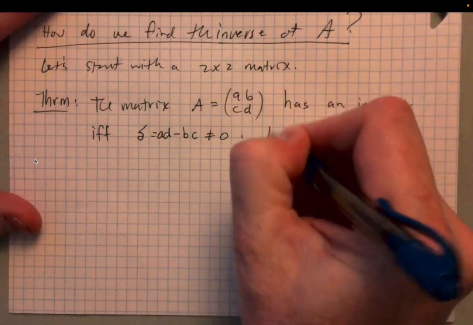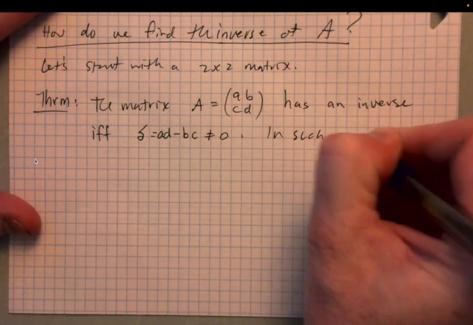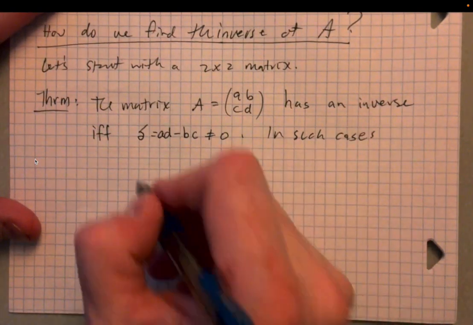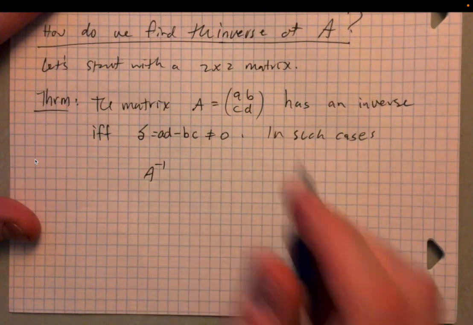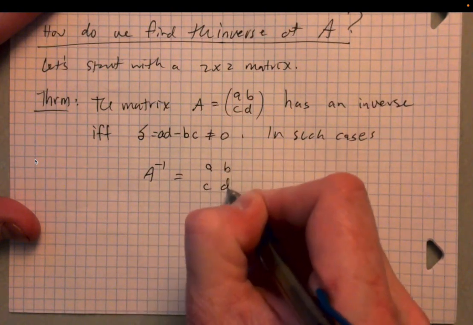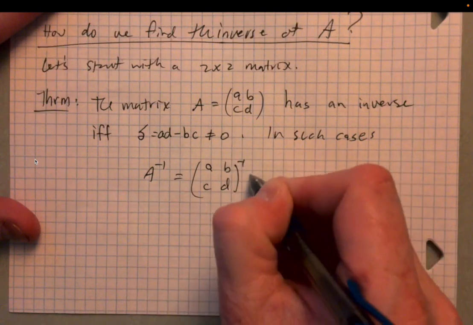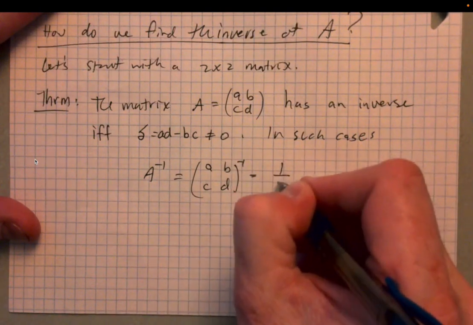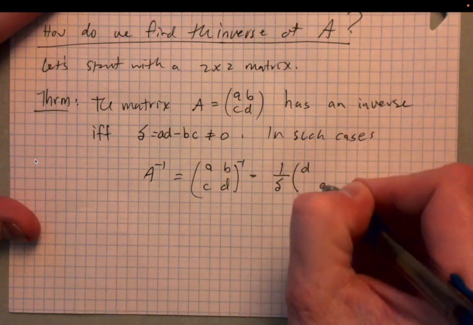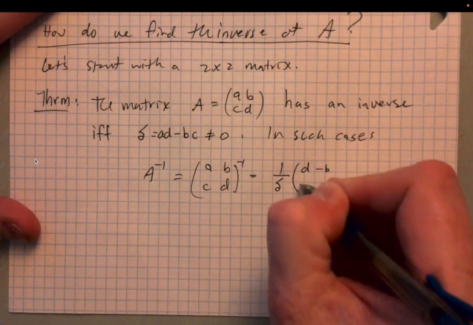In such cases, when an inverse does exist, when we do have a non-zero delta, the inverse can be identified as, well, let's write it out: the inverse of A, B, C, D will be equal to 1 over delta times D, negative B, negative C, A.